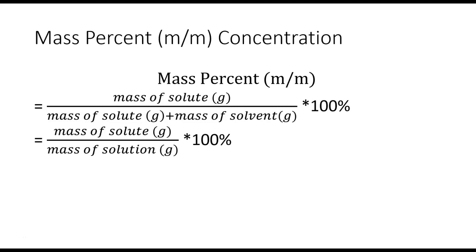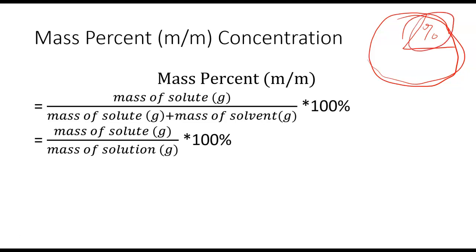Take a look at mass percent concentration. So remember that a percent is just a measure that tells us what portion of a whole we are interested in. So what percent of this entire substance is made of this one? In terms of mass percent, this entire thing is measured in grams, and we want to know the grams of this one portion out of the whole thing.